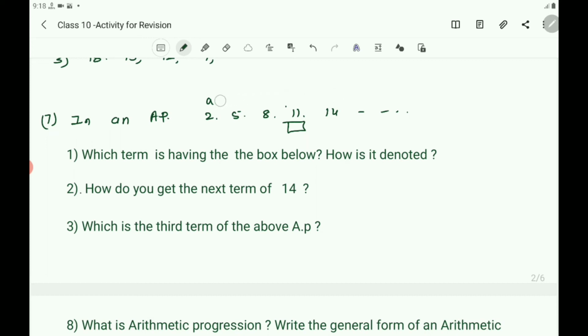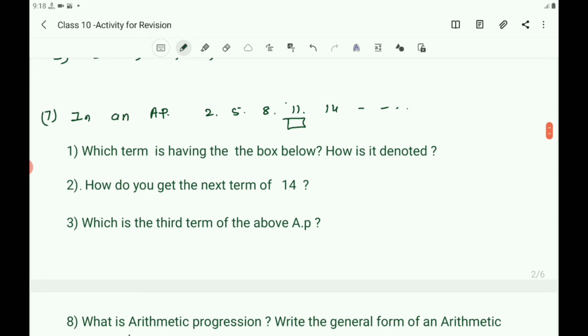And find the common difference, that is A2 minus A1, that is to be added to get the next term of 14, which is the third term of the above AP. It is already said that A1, A2, A3, A4, A5 are the terms, and the term which comes third is the third term. You make out that term and write which is the third term of the AP.